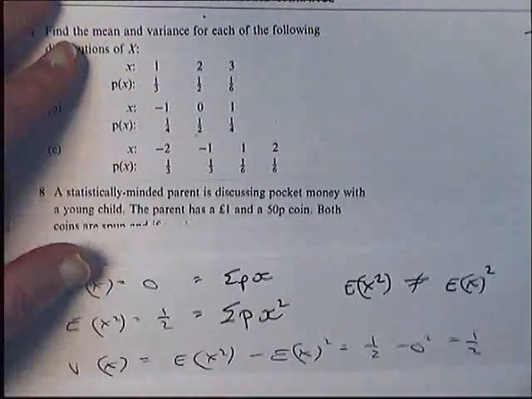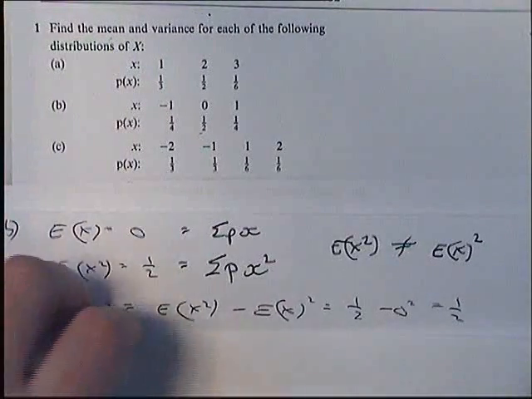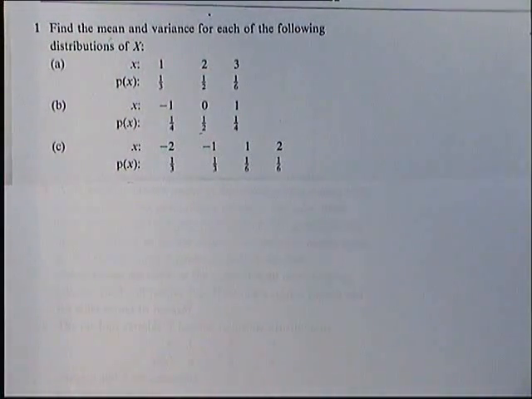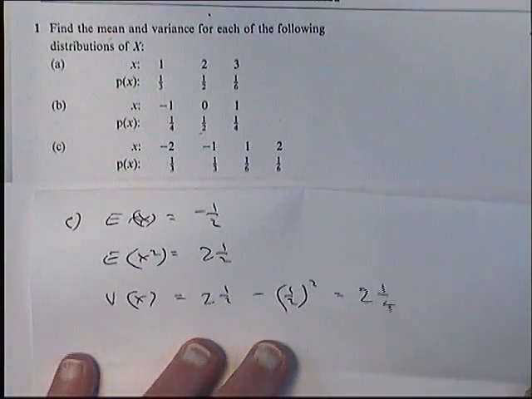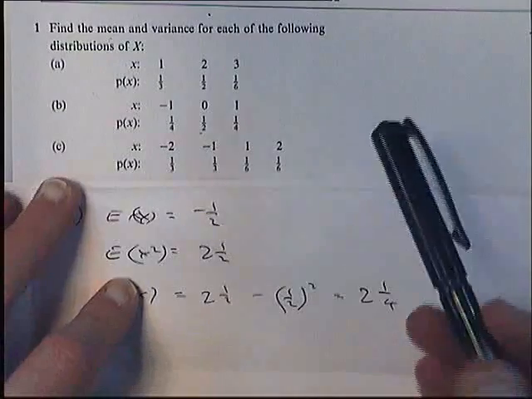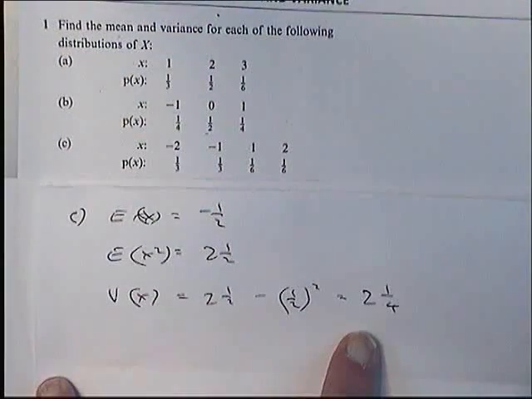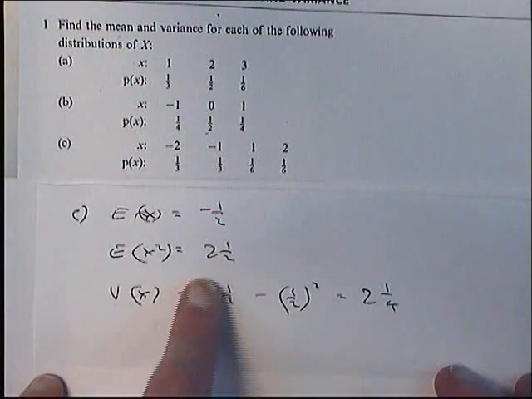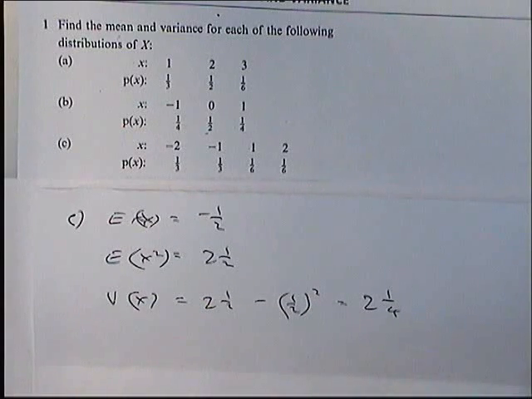Part C, similar sort of thing happens. Is anybody brave enough to offer an answer for part C? Minus half. Minus a half is correct, yep, for the expected value. It's minus a half. The variance is 2 1/4, and you will have needed to do the expectation of x squared part way through there, which is 2 1/2.